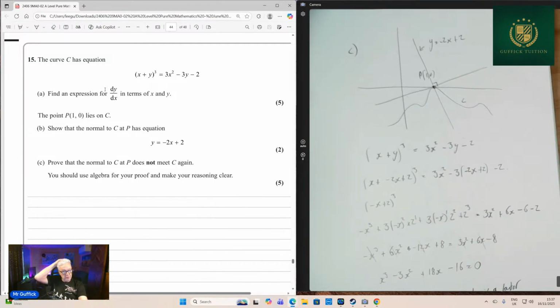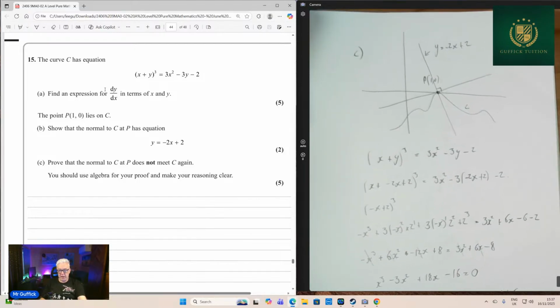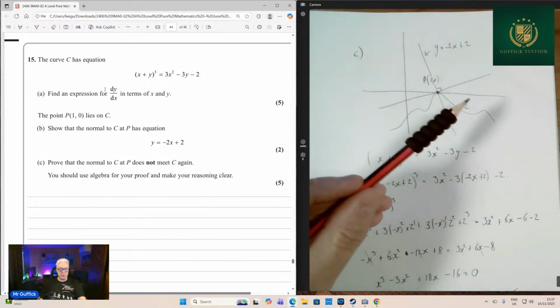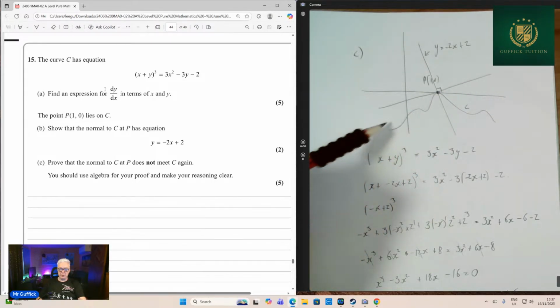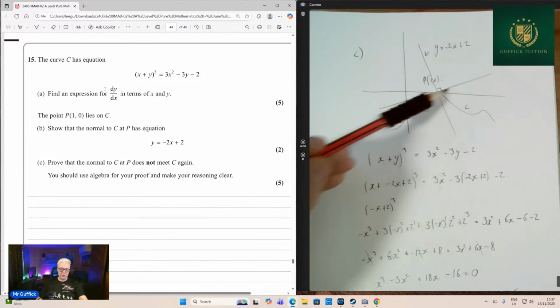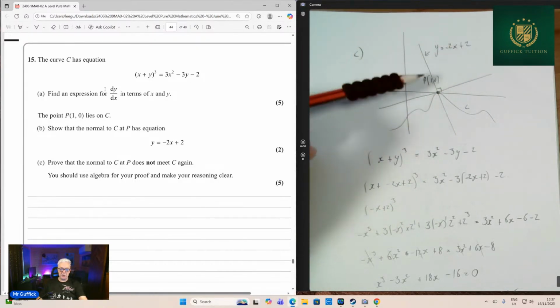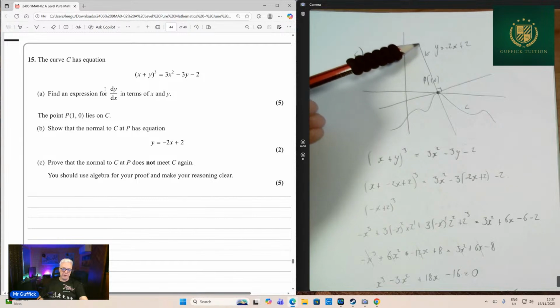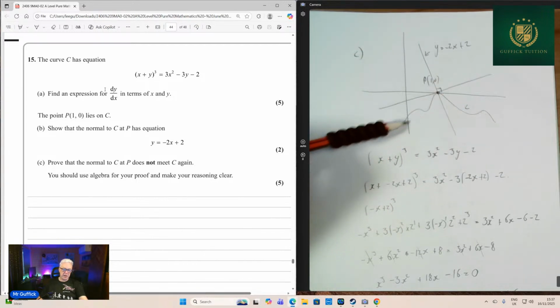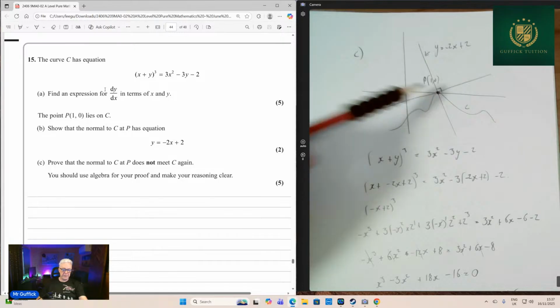So we've got to prove that this normal that we've got does not meet the curve C again, okay? And it says you should use algebra in your proof and make your reasoning clear. So what we're going to do here is I've just drawn a little sketch. Who knows what that curve looks like? I've just drawn a squiggle, okay? But we have our tangent and we've got our normal, and this is our normal that has the equation minus 2x add 2. And the idea is we've got to try and prove that this line does not intersect that curve at any point apart from P.